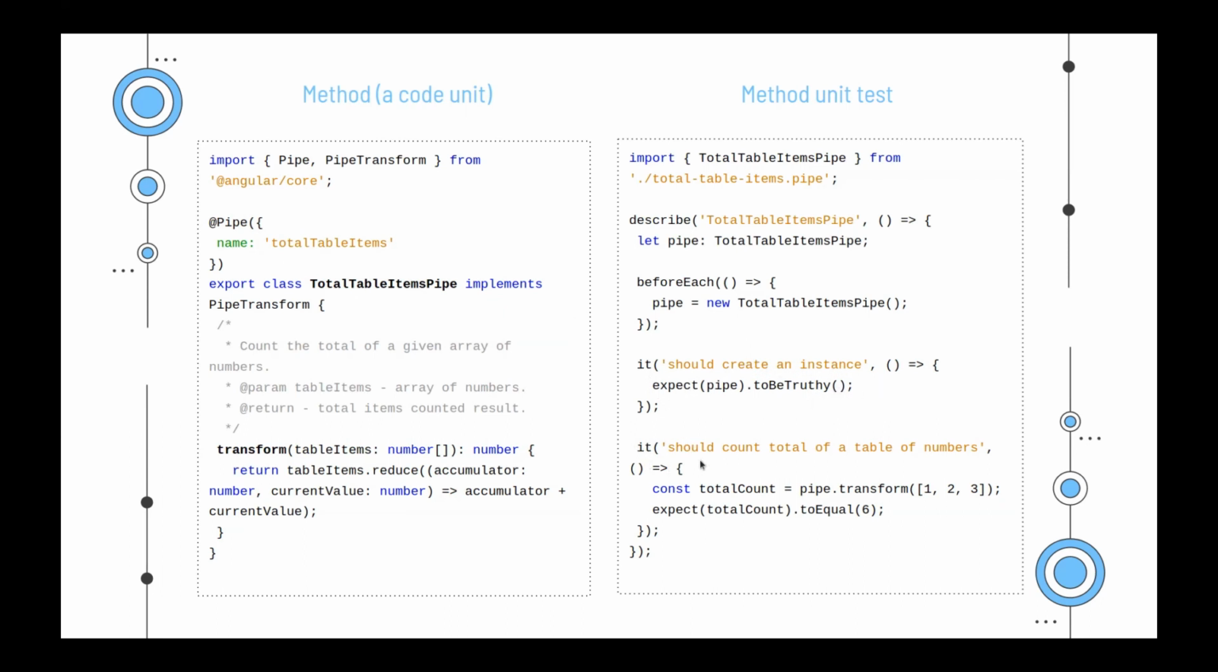Next, we are going to cover the transform result method. So we have here another test. It should count the total of a table of numbers. So we're going to use our pipe with the method transform, and we are going to give it a table of numbers. So here 1, 2, 3, and we're going to have the total count in a variable here, and we are going to expect from our test that total count will be equal to 6. So 1 plus 2 plus 3, 6. If this method is correct, it will return the correct result and the test will succeed. Otherwise, we'll have a failure and we have to revisit our method here to fix what's the issue.